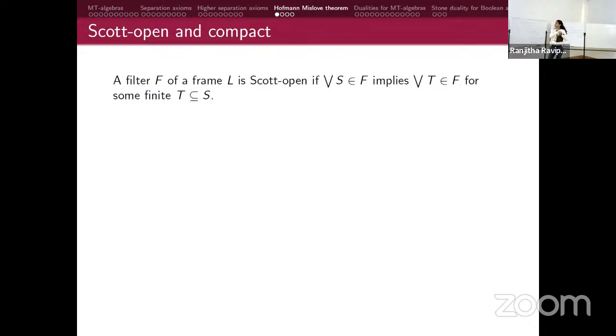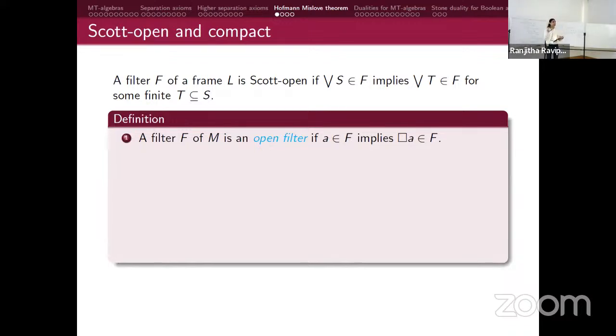So a filter of a frame is Scott open if, whenever the join of S is in F, there exists some finite subset T of S such that the join of T is in F. Okay. You see, this is somewhat related to compact, right? So you will see it is, kind of.